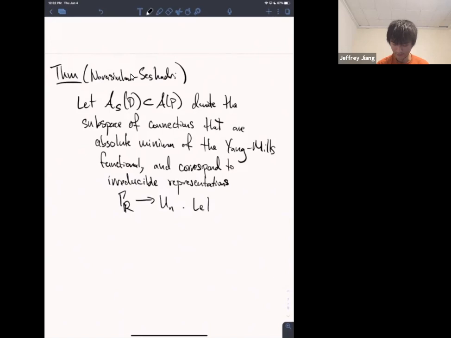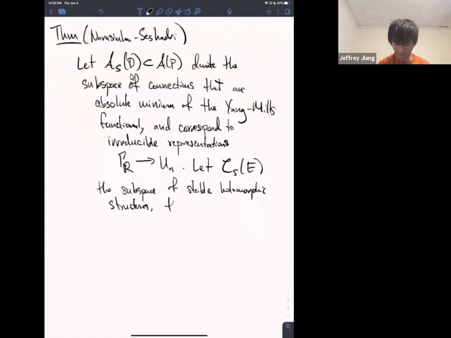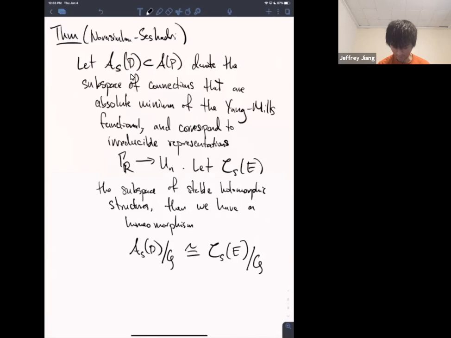Okay, and then if we let this C_S(E) denote the subset or subspace of stable bundles, or stable holomorphic structures, then we have a homeomorphism. So you take this subset and you mod out by gauge equivalence, and you take the holomorphic structures, and then you mod out by the complex gauge group.